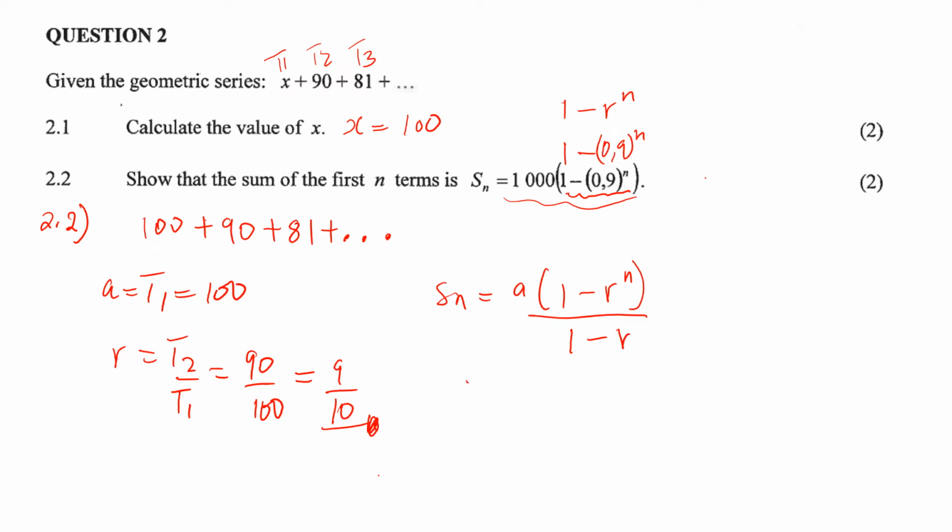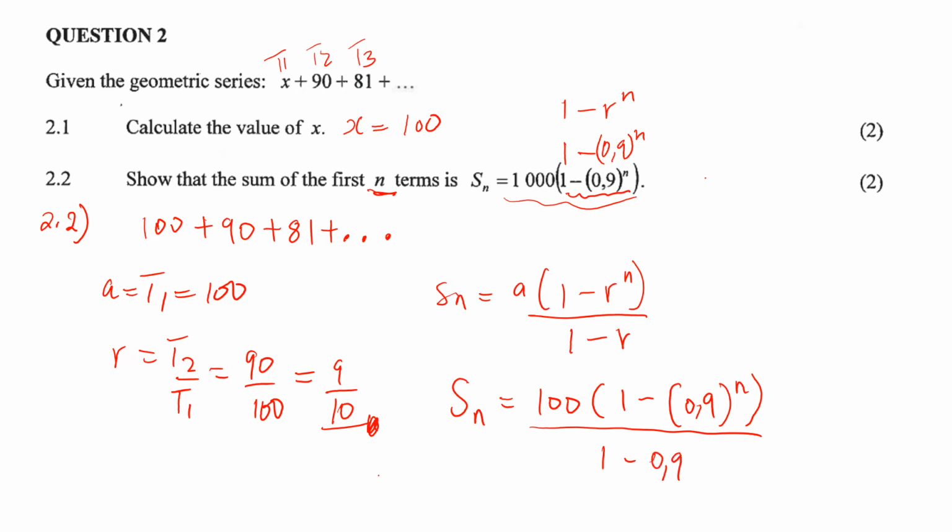Okay, so we can now go and get the sum of the first n terms. We don't know the number of terms, they just say the sum of the first n terms, so n will remain n. Our a is 100, 1 minus our r, which is 9 over 10, the same as 0.9, exponent n, all divided by 1 minus r, which is 0.9. We can just put this in brackets, then we can go and simplify.